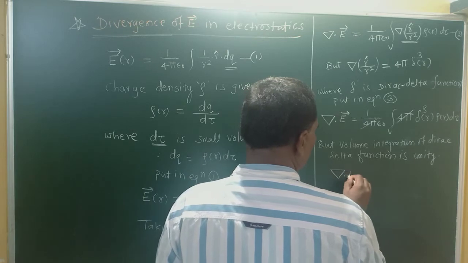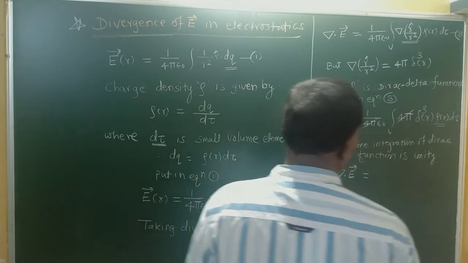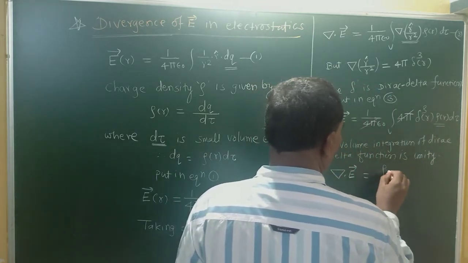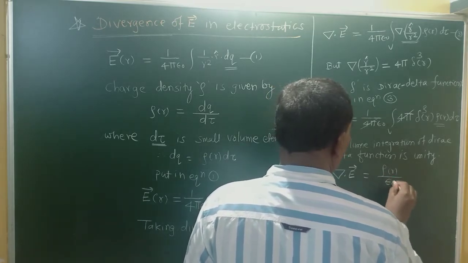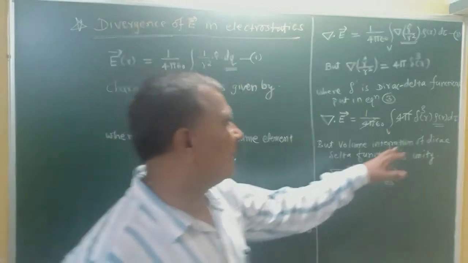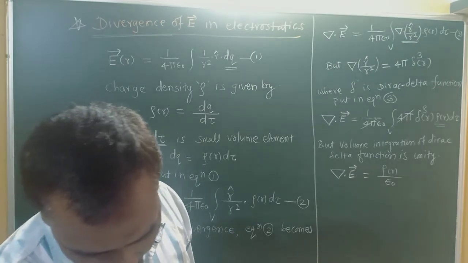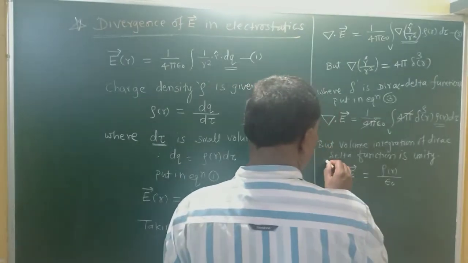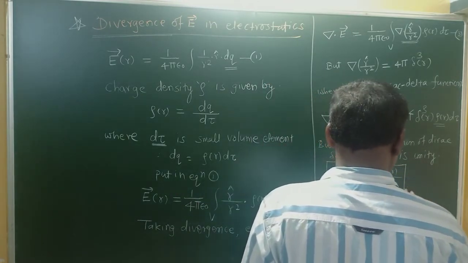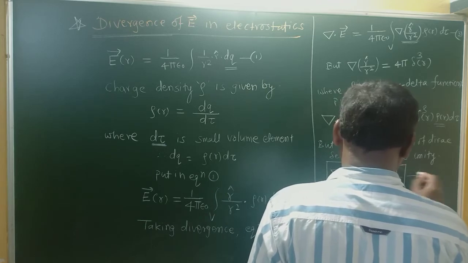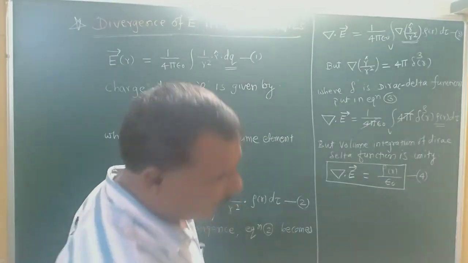Divergence of E bar is equal to rho taken out, rho of R divided by epsilon naught. The delta integral gives unity, so divergence of E bar is equal to rho upon epsilon 0, and this is nothing but Gauss law in differential form.